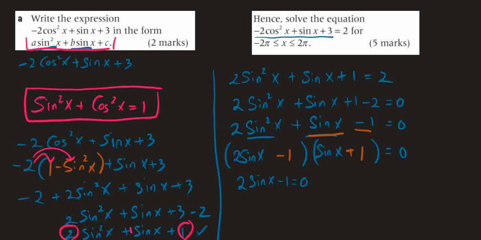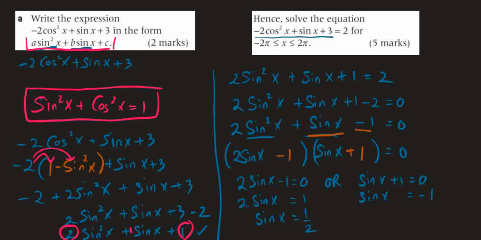So 2 sine x minus 1 equals 0, or sine x plus 1 equals 0. Now we will get the value sine x equals to minus 1, or this one, 2 sine x equals to 1. I move this to the right. Now sine x will be equals to half.